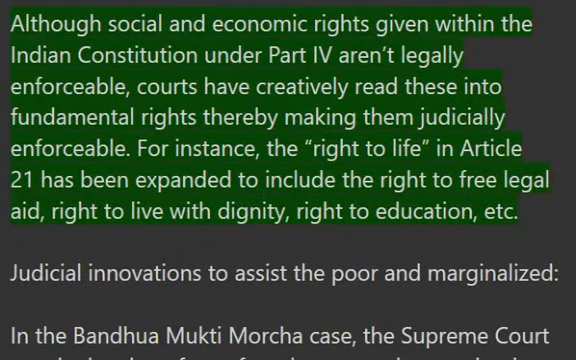Although social and economic rights given within the Indian Constitution under Part 4 aren't legally enforceable, courts have creatively read these into fundamental rights, thereby making them judicially enforceable. For instance, the right to life in Article 21 has been expanded to include the right to free legal aid, right to live with dignity, right to education, etc.